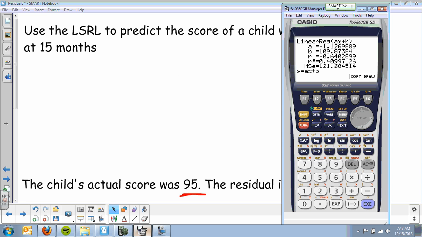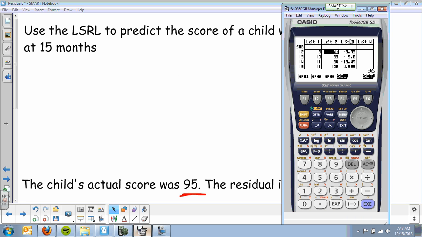Now, once I do that with the residuals, you can see I have a list of all the residuals. If you go to the first one, that was our 15, 95. There's your 2.03 as your residual. So again, into my settings, I want graph 2. Scatter plot, list 1, list 3. That's my residuals. Back out. And when I graph this, I get a copy of my residual plot.